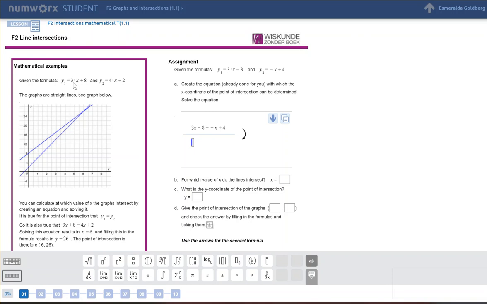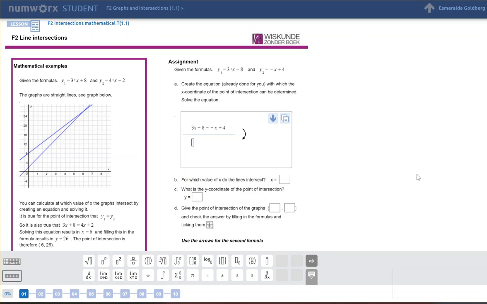I can show you. If you fill in 6 here, you get the calculation 3 times 6 plus 8, that's 26. If you fill in 6 here, you get the calculation 4 times 6 plus 2, that's also 26. So the y-coordinate of this point of intersection is 26. And we can check it again by reading it off towards the y-axis, where we indeed end up at 26.